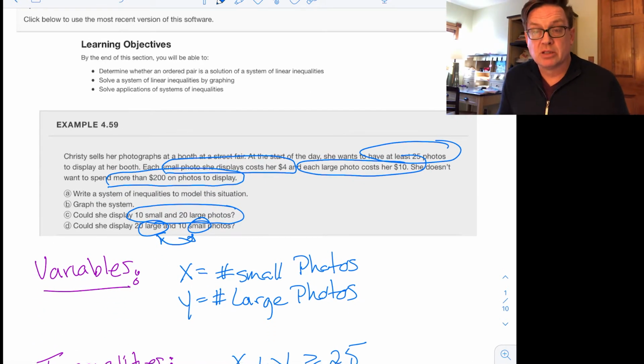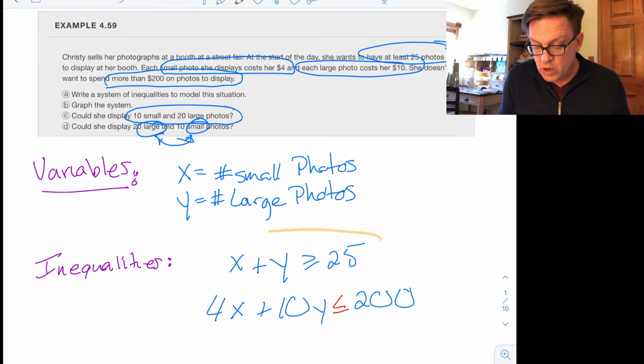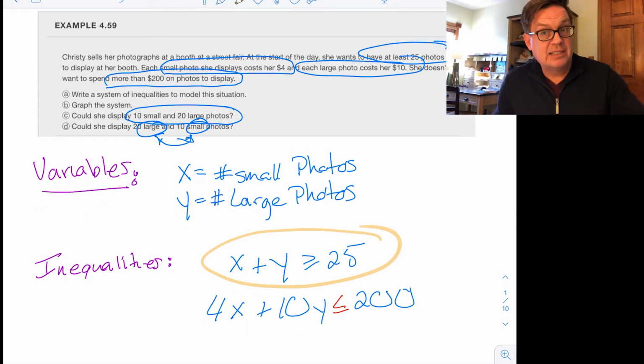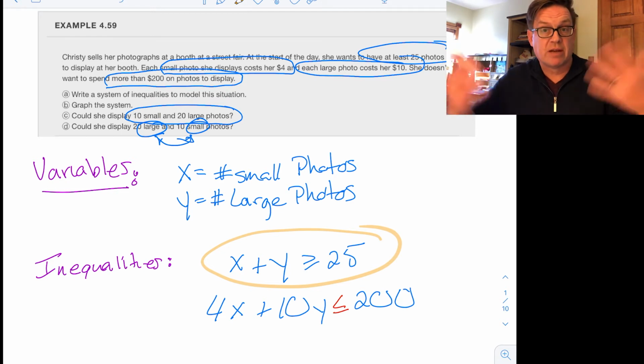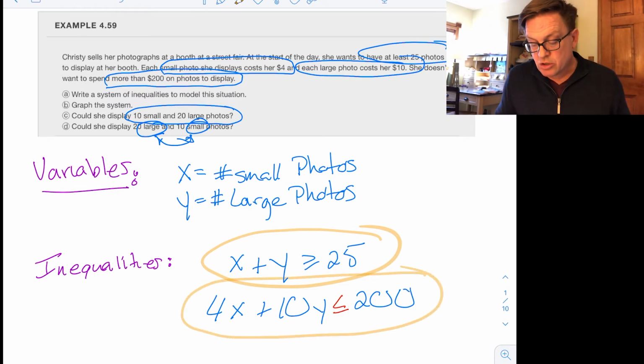So what are the variables? The variables are how many small photos, that's x, and how many large photos, that's y. So we get two inequalities. One is she wants to have at least 25 photos to display. Second, she wants to have no more than $200 total cost. The total cost is 4 times the number of small photos plus $10 per large photo times the number of large photos. So that's 4x plus 10y is less than or equal to 200.